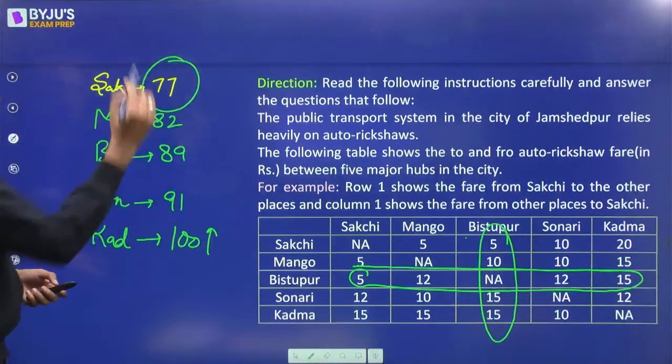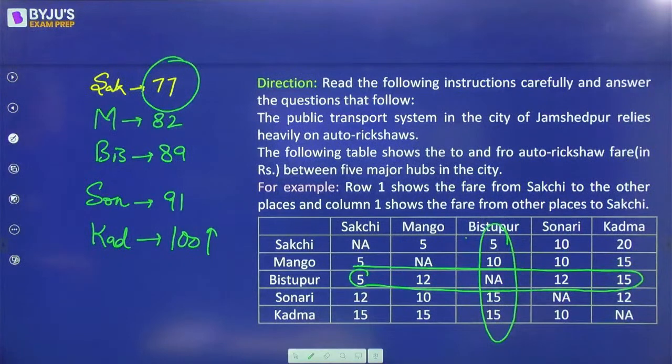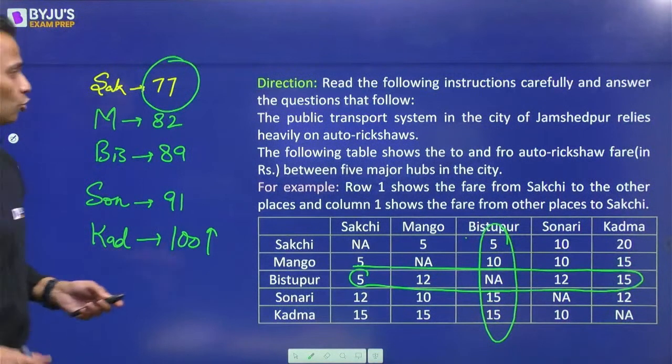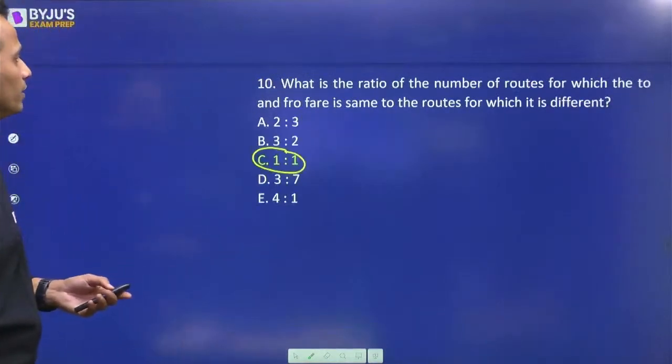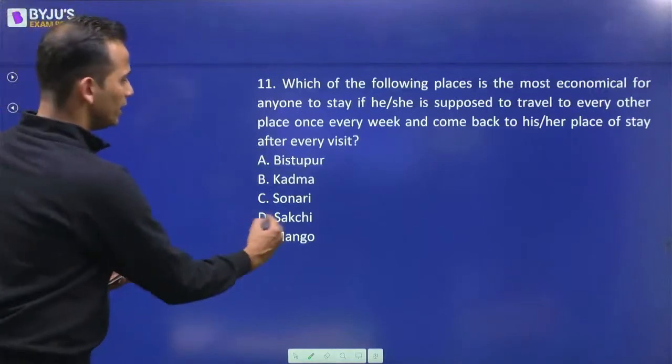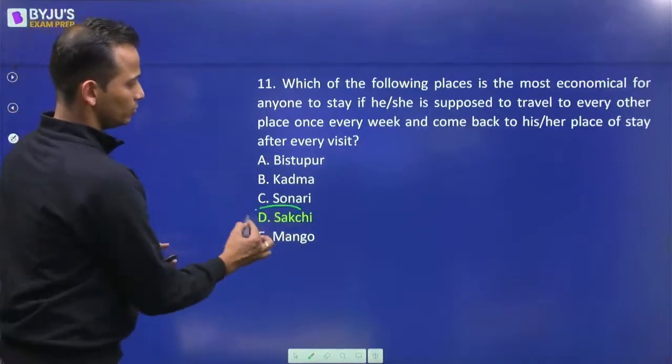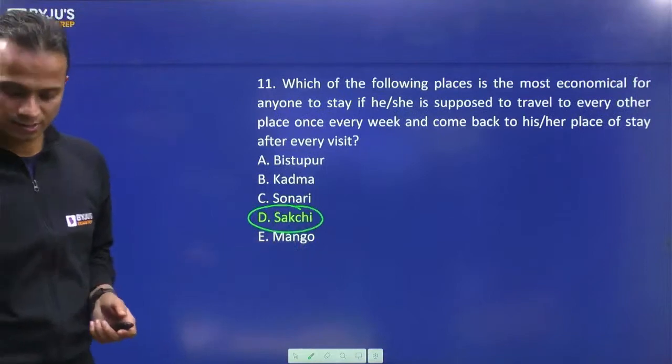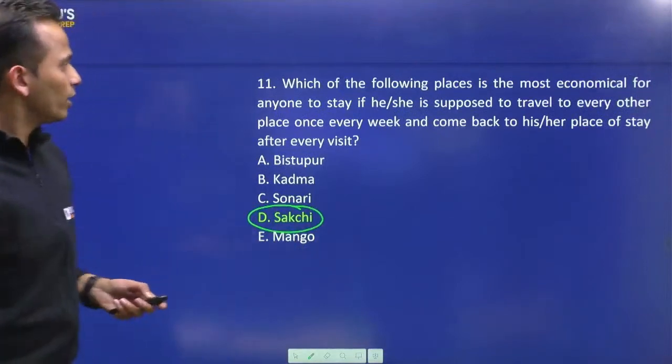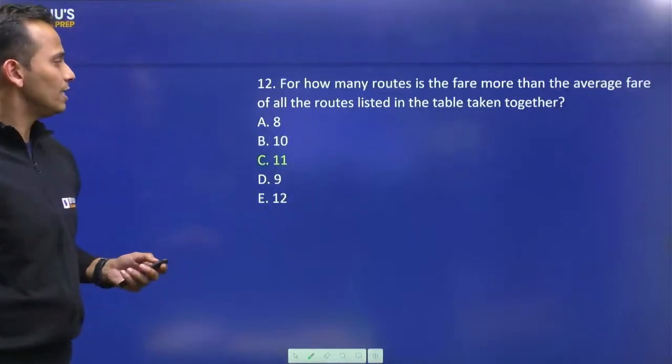So the least value is 77. That is for Sakchi. Okay. So the answer of this question should be option D. That is Sakchi. So Sakchi, yes, it is the correct answer. All right. Okay, wonderful. Let's move on and look at the last question.